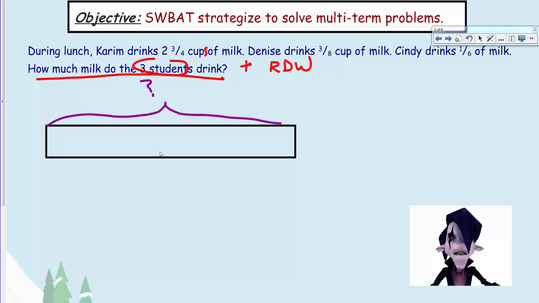Okay. And now we have the drinking part. Kareem, and it looks like he drank a lot of it. Oh my goodness, 2 3/4 cups. So we don't even know what it is.